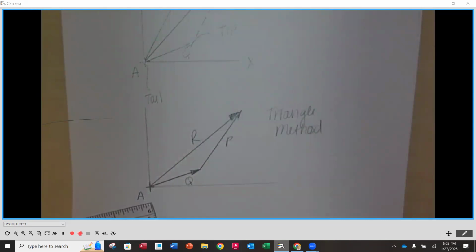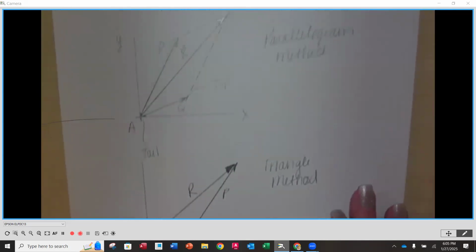Okay. How many have seen these before? If you haven't, that's okay. They're really just showing us graphically, visually, how to get that resultant. And again, the resultant is that one force that's going to have the same net effect on the body.